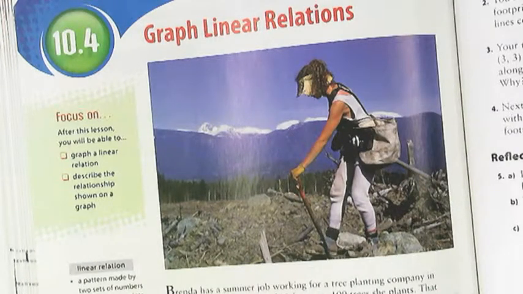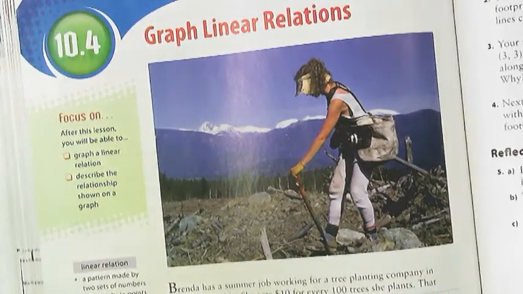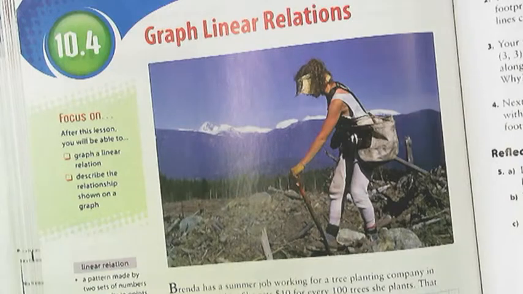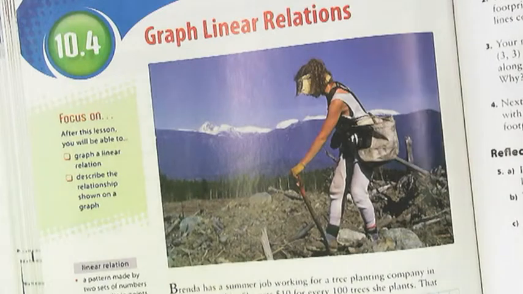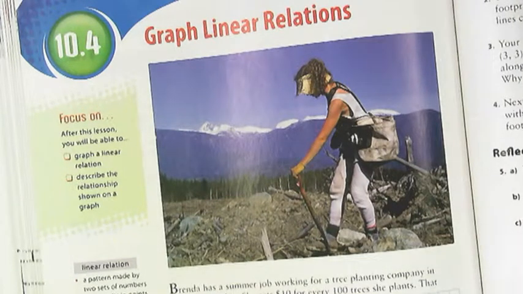Okay, so 10.4 is about graphing linear relations, which is basically a fancy way of saying that when we are doing our expressions, we can look at figuring out how something relates from our variable to our expression. So you know how when you have a table, you've got the variable on one side and the expression on the other, and you've got those two numbers? Those numbers act as coordinates for graphing. So that's what we're going to be working on today.